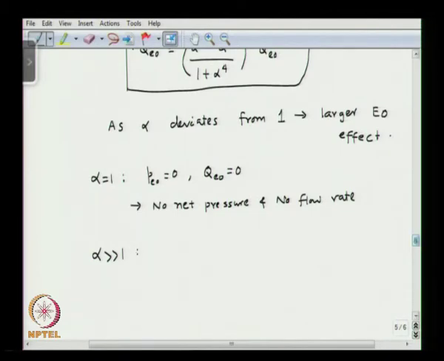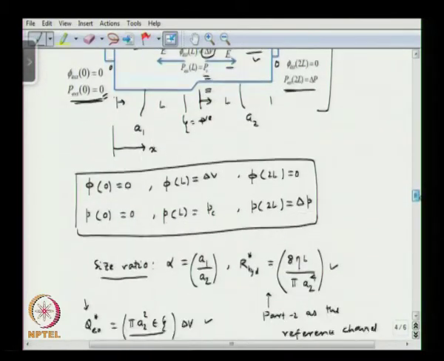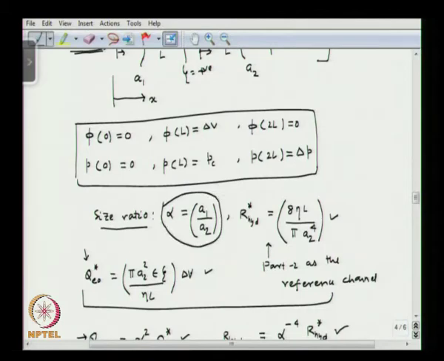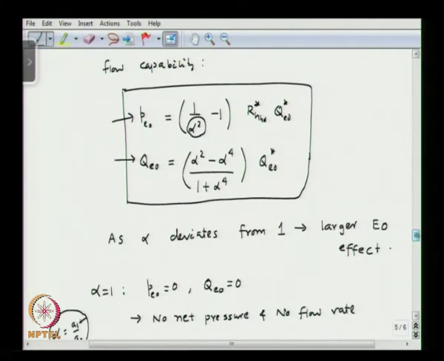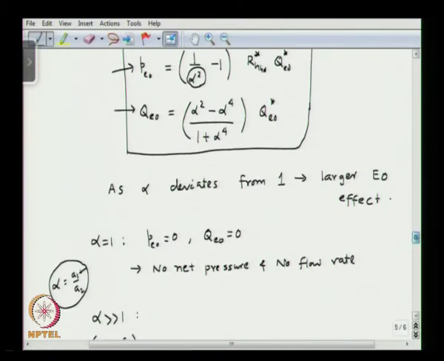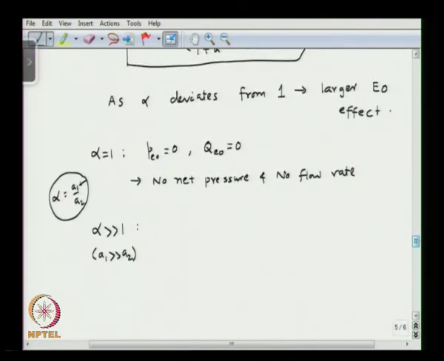Okay. So, now if you put alpha greater than 1, so alpha is A1 over A2. So, this is what we have defined, alpha is A1 over A2. As alpha greater than 1, that means A1 is much greater than A2. Okay. So, in that case, if you put alpha greater than 1 in this equation, then you would see that the pressure as well as the flow that we get will be close to that of part 2. Okay. So, we say that the narrow part, that is part 2, narrow part 2 will dominate the electroosmotic flow.